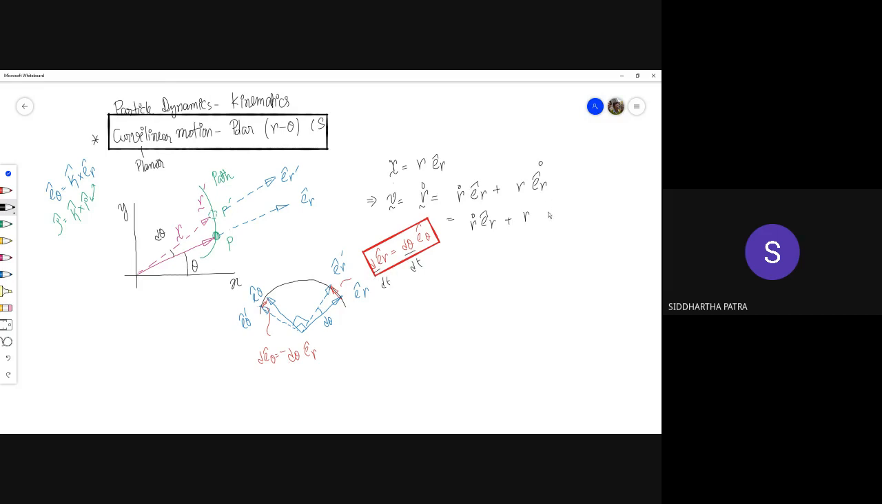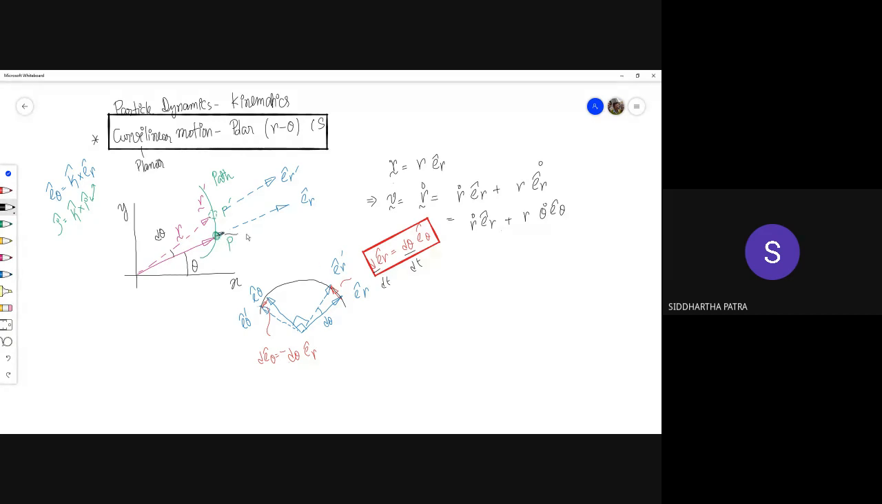er dot is simply theta dot e theta. So there is r dot and r theta dot. Basically you have two components of the velocity. One is along the radial direction. I'm not sure what color to choose. Let's take black.